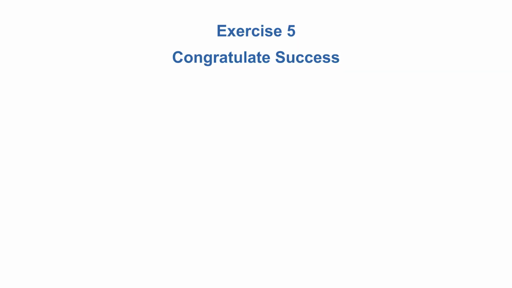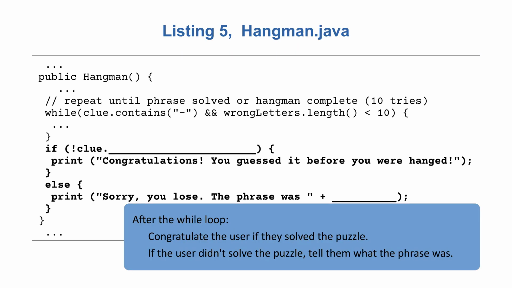Exercise 5. Congratulate success. After the while loop, congratulate the user if they solved the puzzle. Hint: the puzzle was solved if there are no dashes left in the clue. Otherwise, if the user didn't solve the puzzle, tell them what the phrase was. Run it. What happened? If you guessed the phrase in less than 10 guesses, you should get a congratulations message. If your 10th guess was a letter not in the phrase, it should tell you what the phrase was.